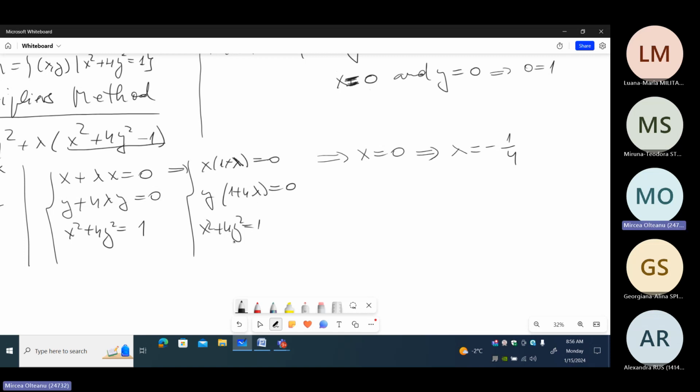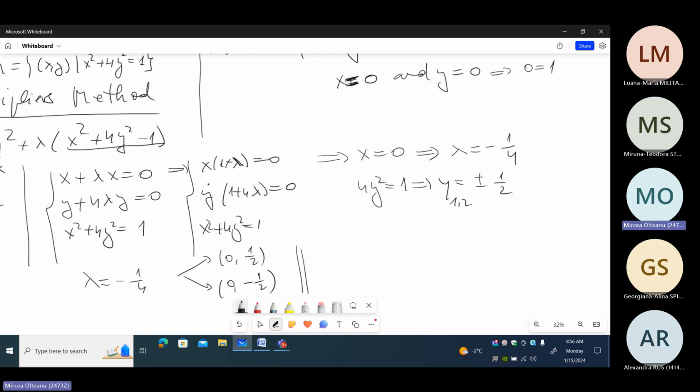And now we go to the last equation and we replace x by 0 there. 4y squared equals 1. That means y1,2 equals plus and minus 1 over 2. So we have the first solution. If lambda is minus 1 over 4, we have two possible local extrema on the border. Those are (0, 1 over 2) and (0, minus 1 over 2).